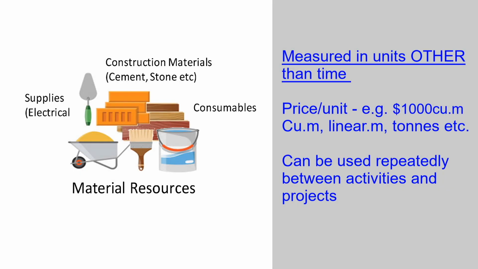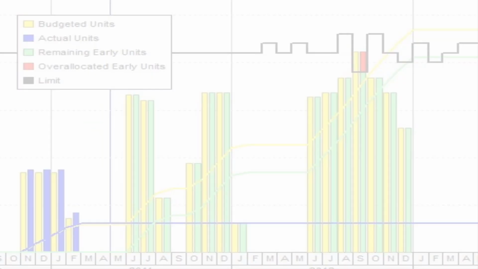Non-labor, such as equipment or subcontractors, is measured as price per unit or price per time. They can be used between project activities or shared between projects. Material is measured in units other than time. Examples are cubic meters, linear meters, tons, square meters, etc. Once a material resource is established in the resource directory, it can be reused repeatedly. Material resources are designated as price per unit of measure, e.g. $1,000 per cubic meter. How do we create our resources?